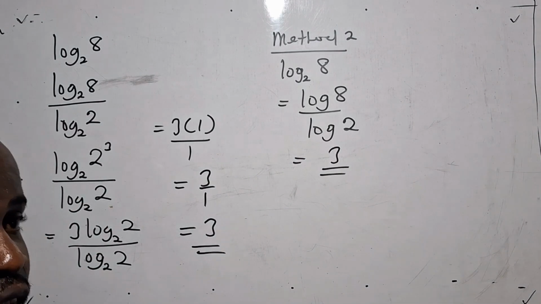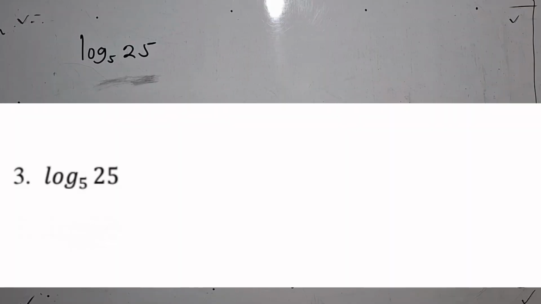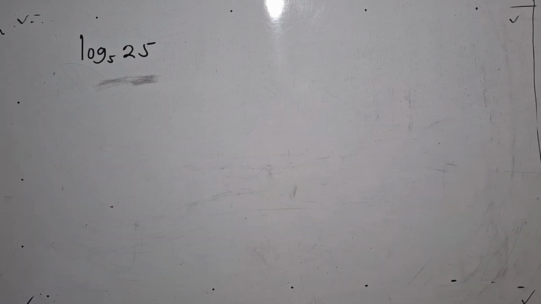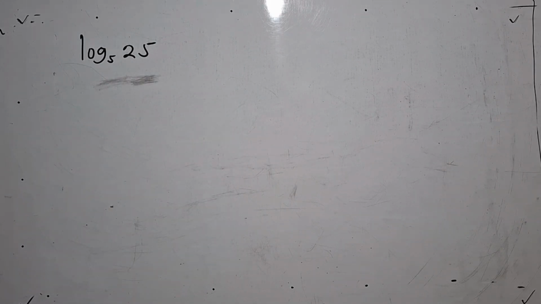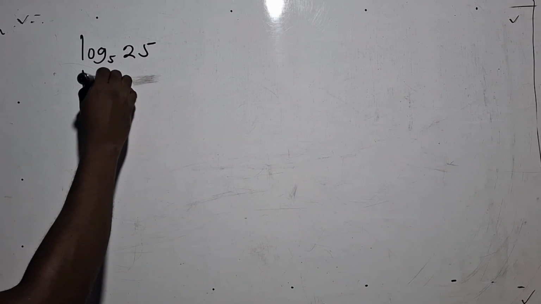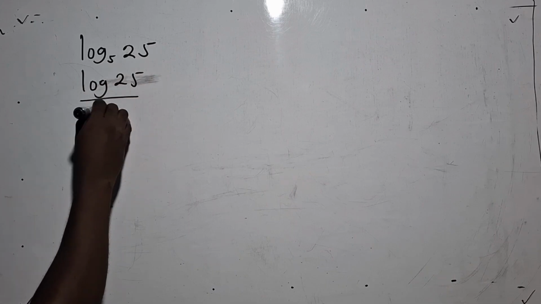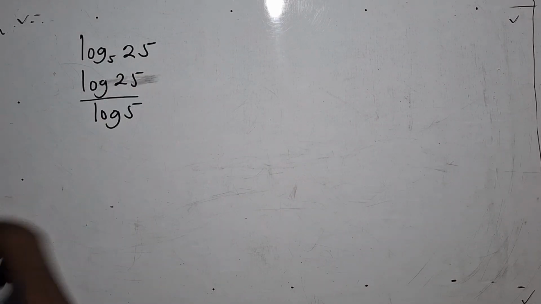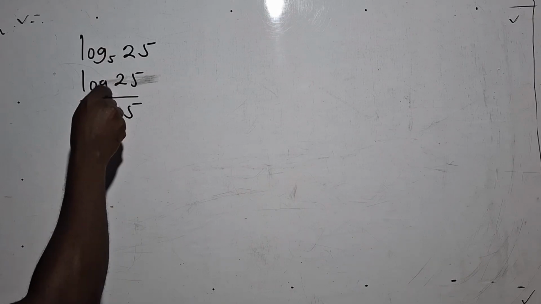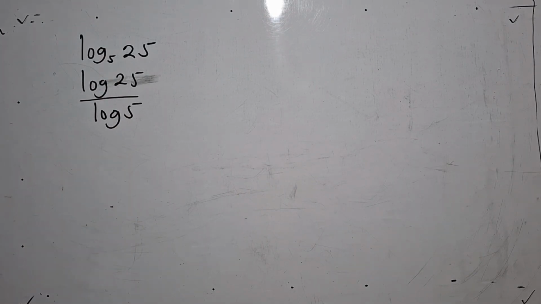So we are going to take the third question on this. As the question is posted on the screen, log base 5, 25. Now we are going to use the change of base method to solve this one too. The common factor for 5 and 25 is definitely going to be 5. So this can be written as log 25 all over log 5. I've changed the base from 5 to 10, which normally we don't write. That's why I say change of base.